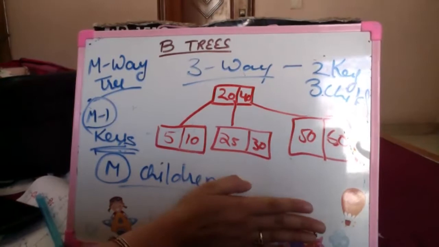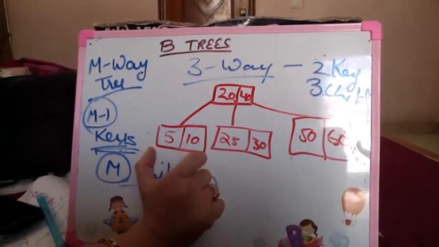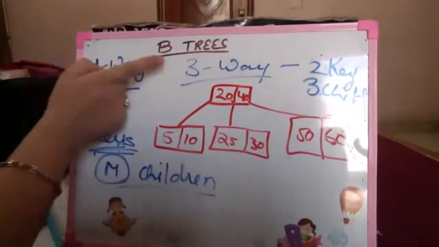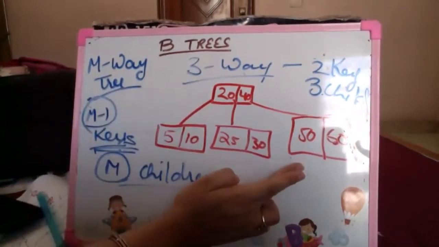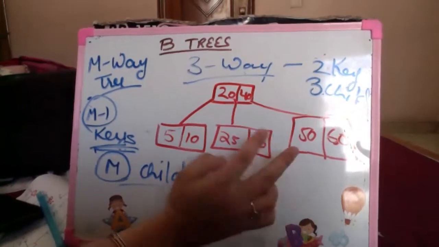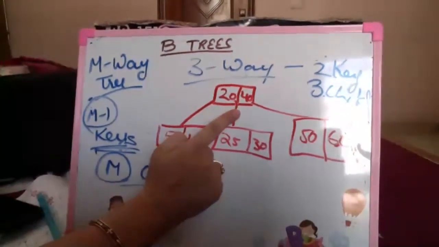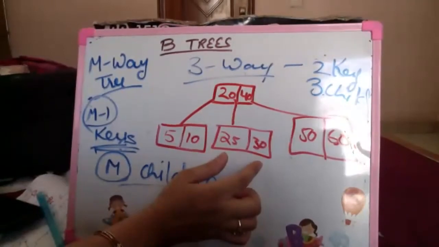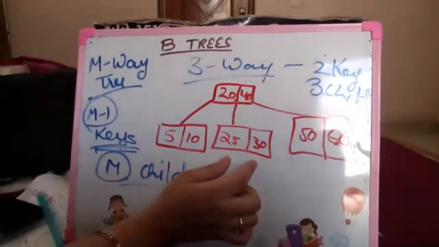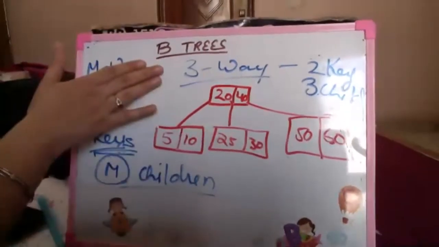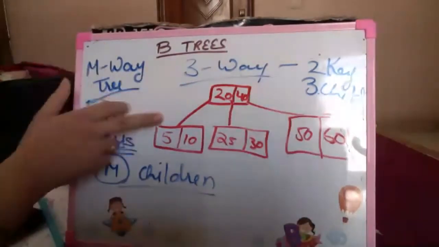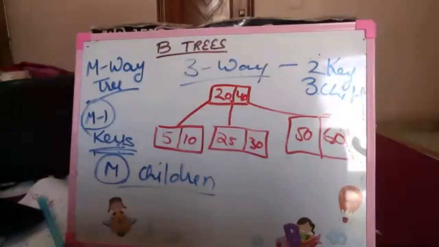I am again repeating this. I am saying that the leftmost child has key values less than the value of the leftmost key in the parent. The rightmost child has key values greater than the rightmost key value in the parent, and the middle child has the key values which lie in between the key values in the parent. Now, since this is a three-way tree, it has only 2 keys, and every node can have 3 children. Further, they can have 3 children and so on.